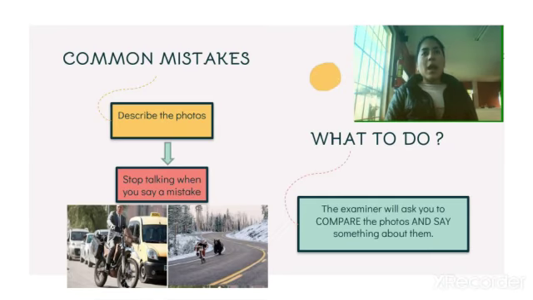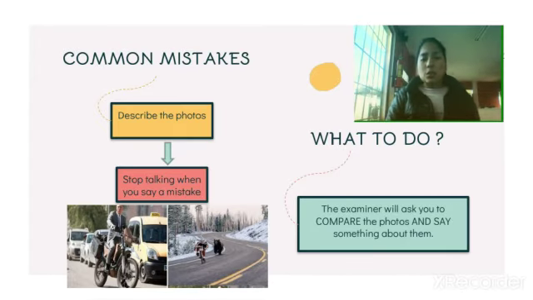In this part, we can find some common mistakes. For example, most FCE students describe the photos. Nobody asks you to describe them. You are asked to compare them. There's a big difference. In addition, if you forget a word or make a mistake, don't worry. Just keep talking. You have to talk for 1 minute. Mistakes are normal. Keep going.